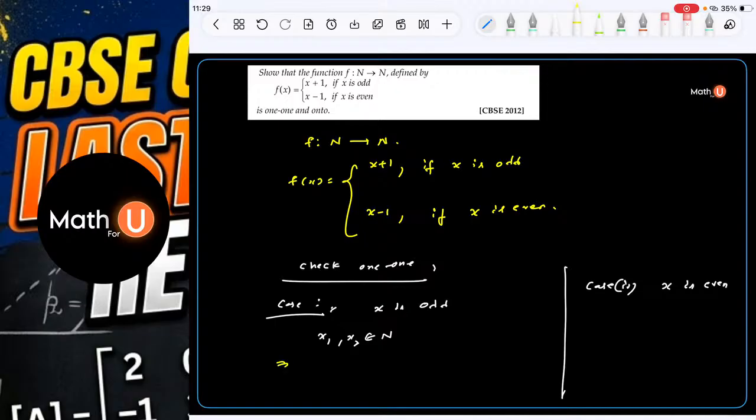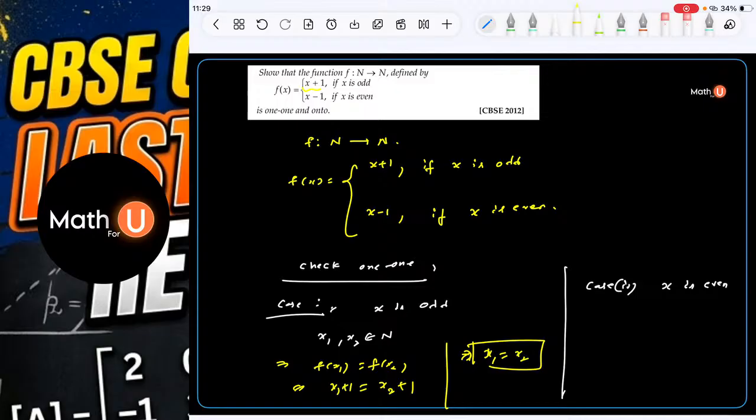Okay, then what is the function we consider if x is odd? f of x equal to x plus 1. Okay, f of x1 equal to f of x2 means x1 plus 1 is equal to x2 plus 1, the 1s cancel, x1 is equal to x2. Okay, this is the one condition we get.